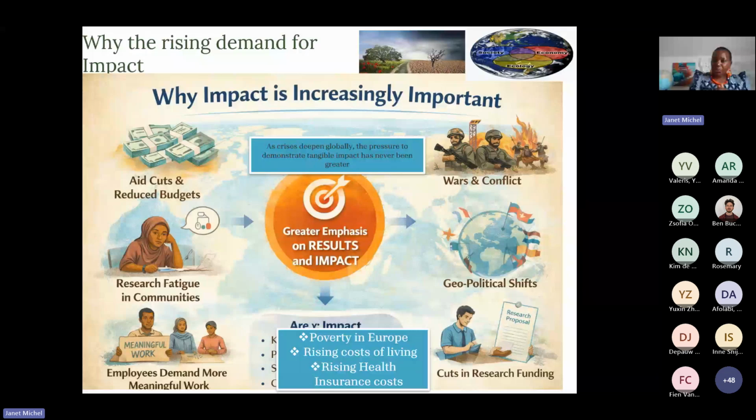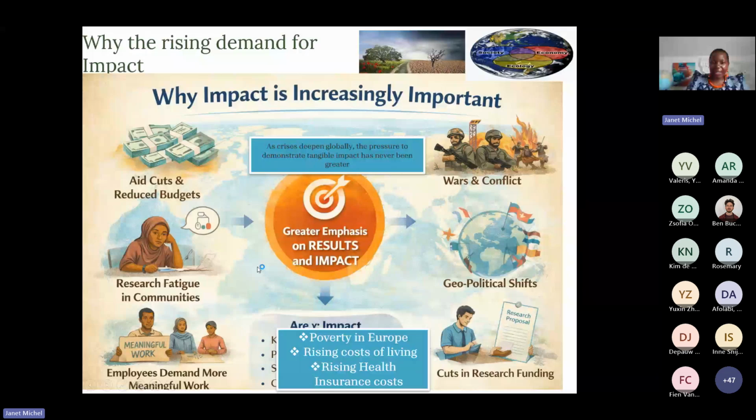So the funding landscape is changing, and this has led to this rise in demand. We know that globally, we have more conflicts, there are geopolitical shifts, the cuts in research funding, but also we saw the massive resignations in 2022 where the healthcare workers really were asking, do I want to spend my time in this field? Is the work that I'm doing meaningful? So all these factors are actually working together.